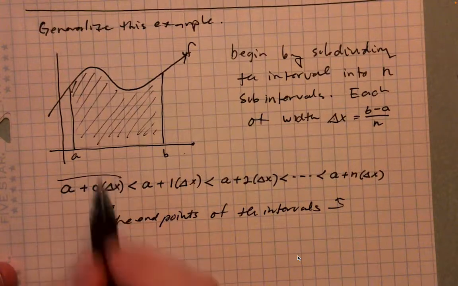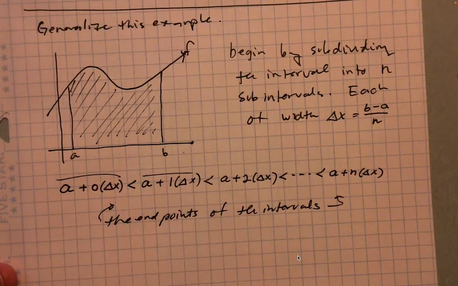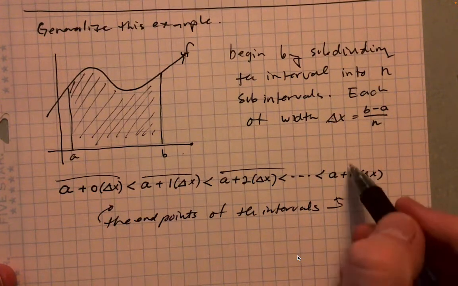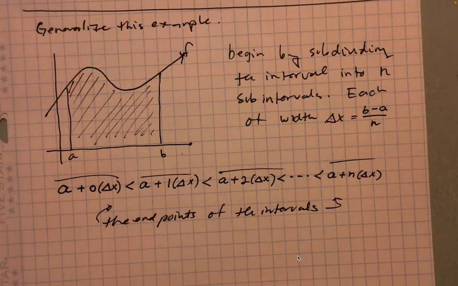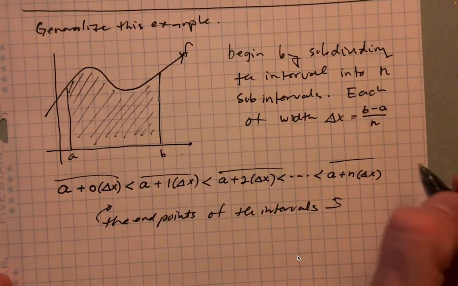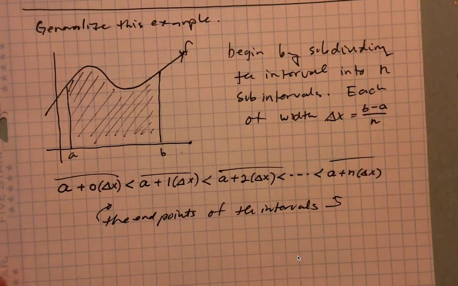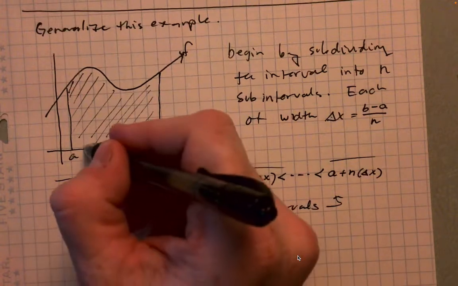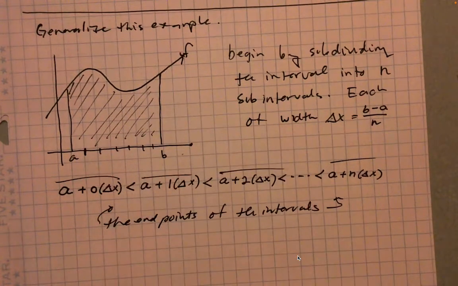Here's the endpoint of the first interval. Here's the endpoint between the first and second interval. Here's the endpoint between the second and third interval. And here's the far endpoint. This would be basically equal to b. I won't put that on there yet, but that's the idea. This is basically cutting the interval into all of the different pieces.